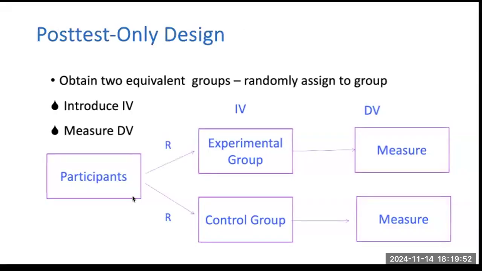So in this situation, you can see you get your participants, you separate them into different groups, introduce the intervention, and then you measure the dependent variable. When you measure the dependent variable only once, it is considered a post-test only design. This is also a between groups design because you are splitting the participants into two different groups. They are not experiencing all of the conditions.